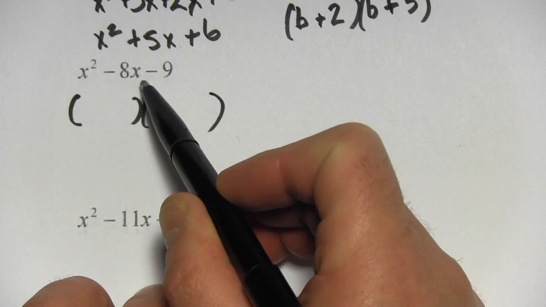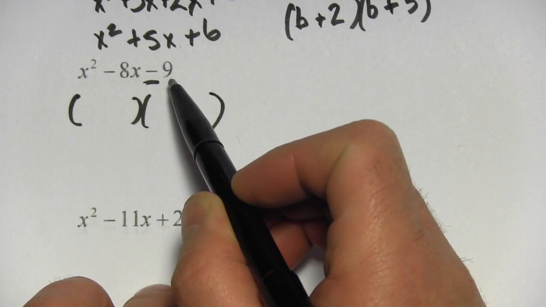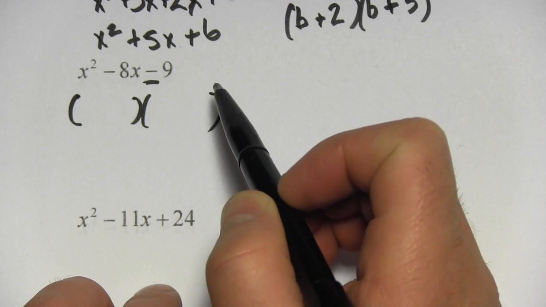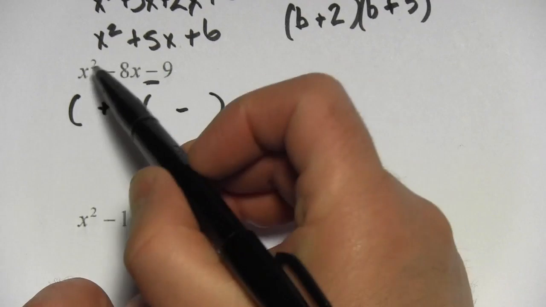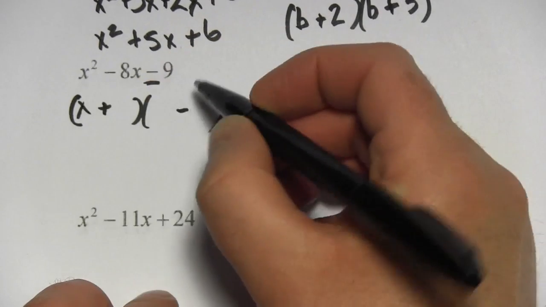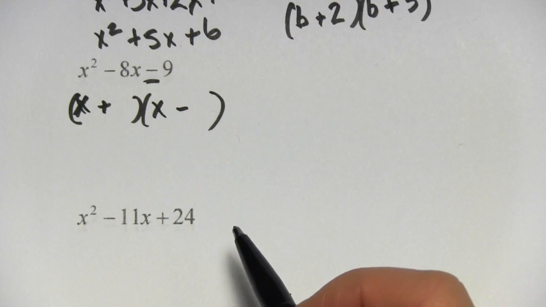I've got a minus sign here on the last term. The numbers that multiply to give a minus sign would be one positive and one negative. So I know it's going to look like that. And my first term has to come from x times x, so I can put that in at the beginning. All right, so that's the first step.